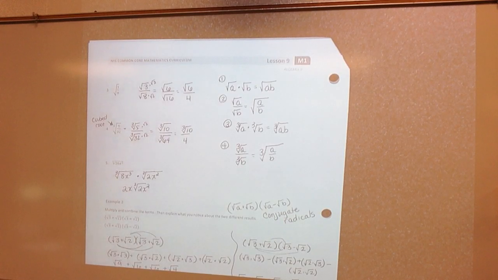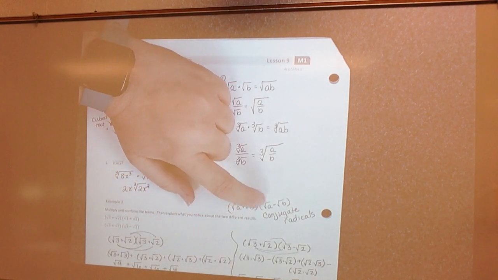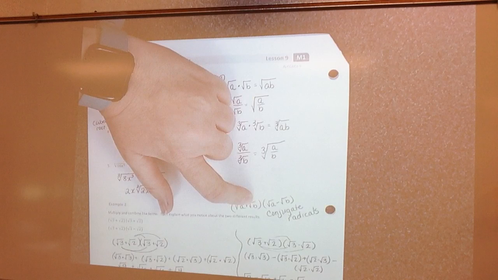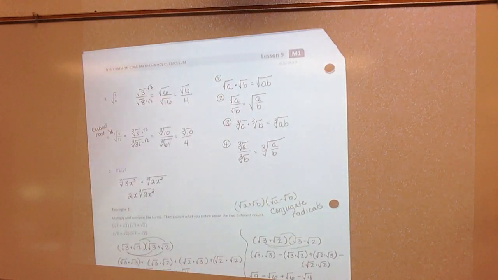For an expression in two terms, at least one of which contains a radical, its conjugate is an expression consisting of the same two terms but with the opposite sign separating the terms. In other words, they look identical, but one's positive, one's negative. For example, the conjugate of 2 minus the square root of 3 would be 2 plus the square root of 3.